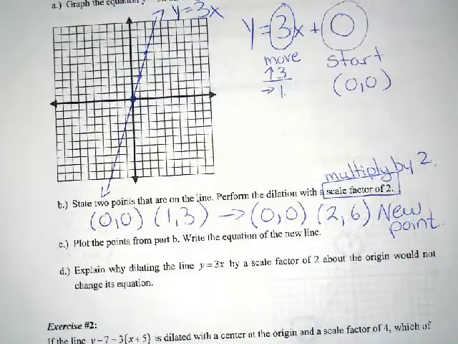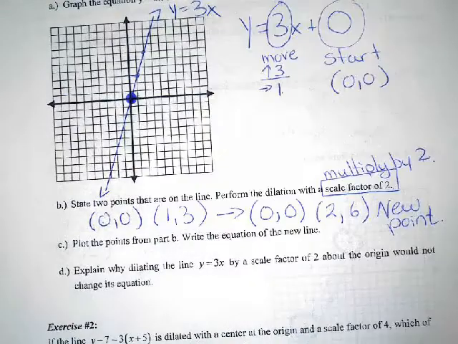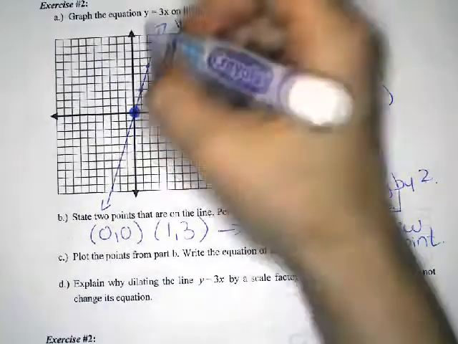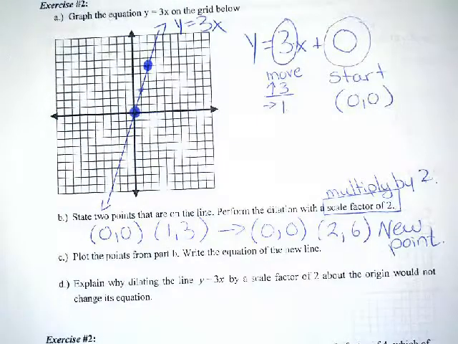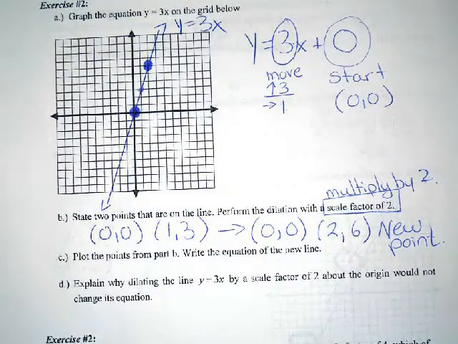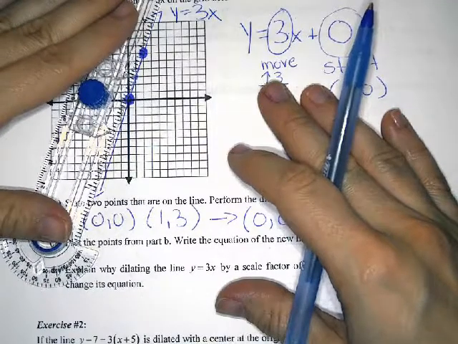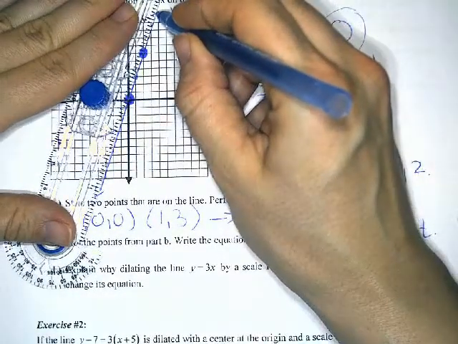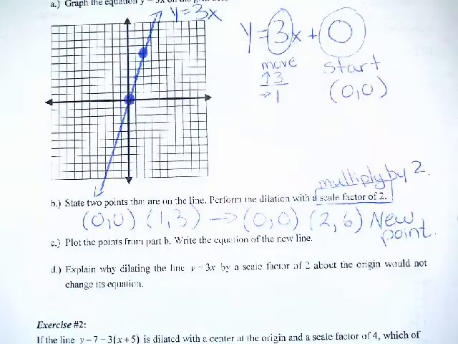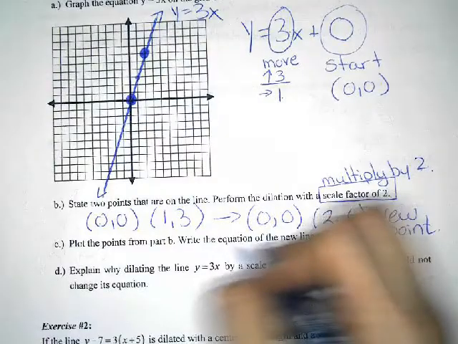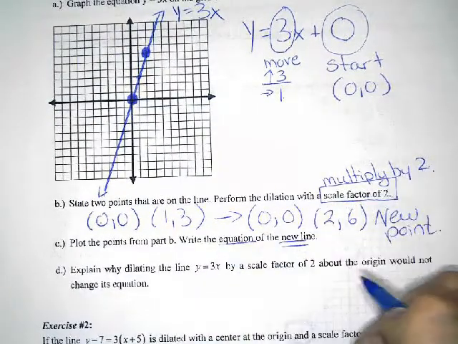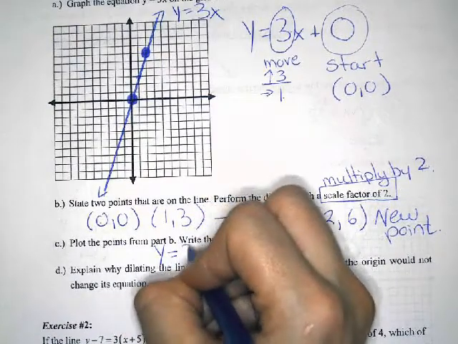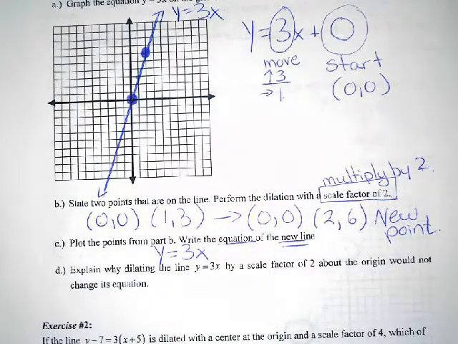I'm going to do those ones in purple, so that way they stand out a little bit. Okay, well, there's 0, 0. And here's 2, 6. Well, if I connect those 2 points, I end up with the same line again. Okay, so when it asks me for a new equation, there isn't one. It's the same exact one. Now the question is, why didn't it move this? Why didn't it move it up or down?